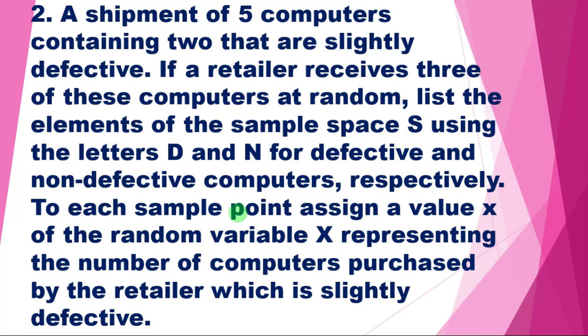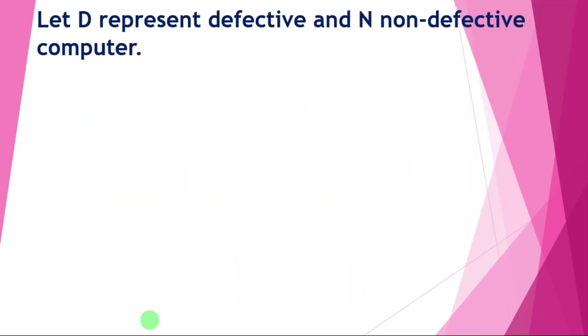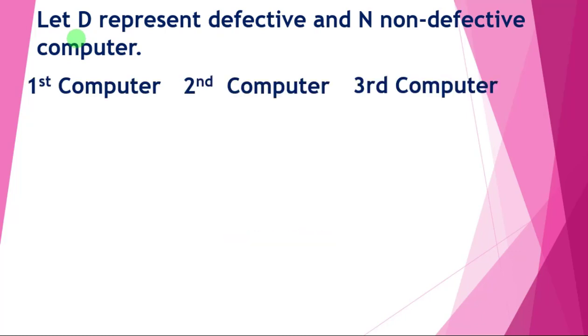To each sample point, assign a value small x of the random variable capital X, representing the number of computers purchased by the retailer which are slightly defective. In other words, our random variable X represents the number of Ds, or the number of slightly defective computers. So for the solution, we let D represent defective and N represent non-defective. Then we have 3 computers chosen at random: the first computer, the second computer, and the third computer.